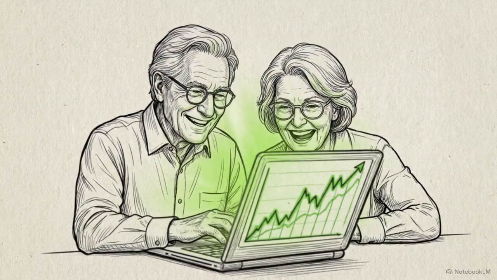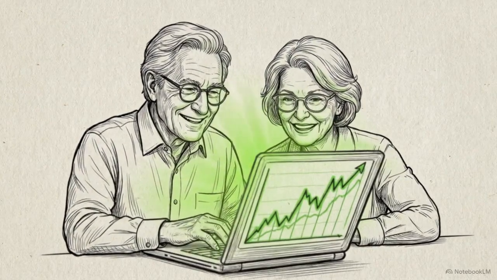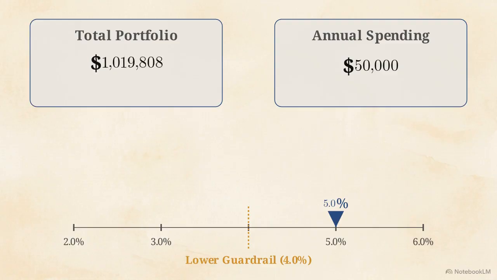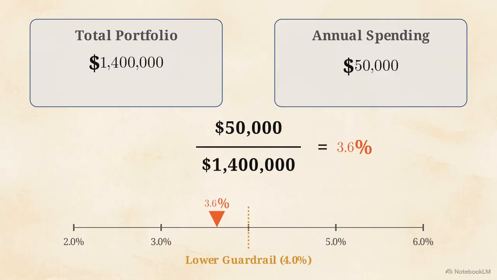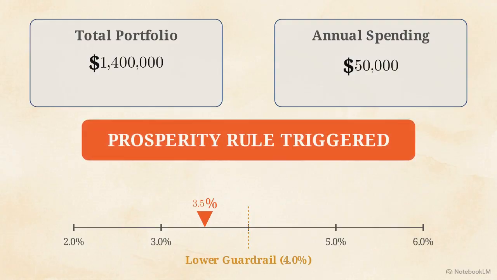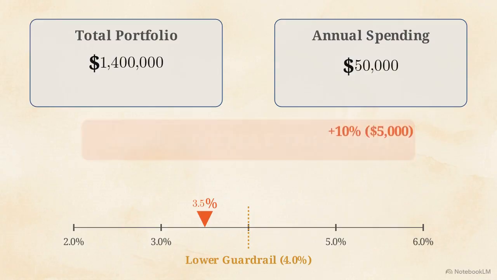Let's test the upper limit with a hypothetical bull market, where your portfolio investments grow significantly faster than your spending. If your total portfolio climbs from $1 million up to $1.4 million, your $50,000 spending target now represents an effective withdrawal rate of just 3.5%. That 3.5% rate has now crossed below your established 4% lower guardrail. This breach instigates the prosperity rule. The system grants you a permanent 10% increase to your baseline spending, bumping your retirement income to $55,000.